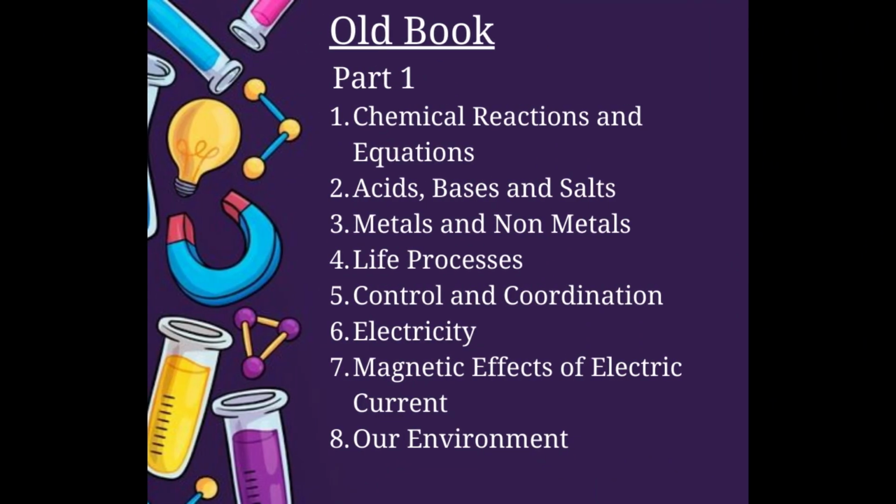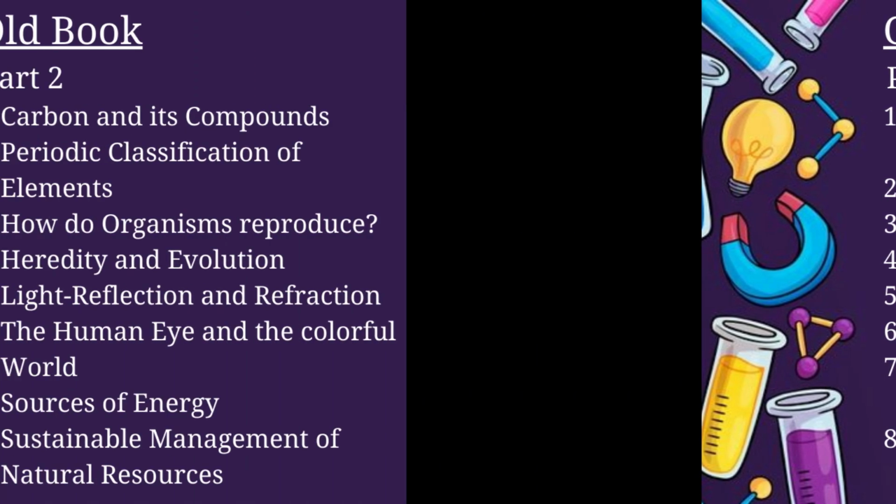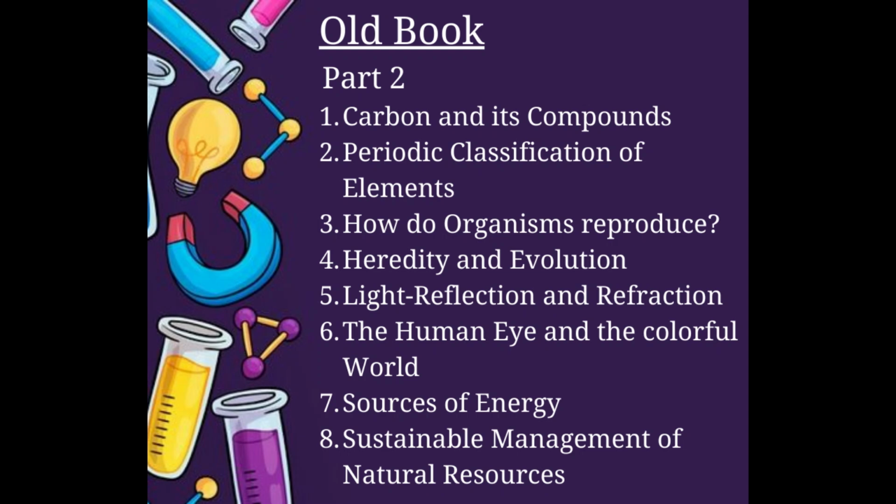Now let's discuss the chapters which were in old books and which are in new books. The chapters in part 1 of the old book were chemical reactions and equations, acid bases and salts, metals and non-metals, life processes, control and coordination, electricity, magnetic effects of electric current, our environment. And the chapters in part 2 were carbon and its compounds, periodic classification of elements, how do organisms reproduce, heredity and evolution, light, reflection and refraction, the human eye and the colorful world, sources of energy, sustainable management of natural resources. So from this it is clear that there were altogether 16 chapters in old books, part 1 plus part 2.